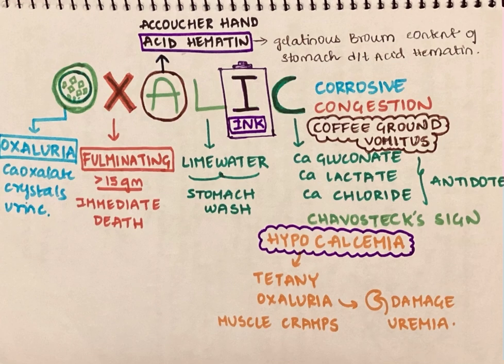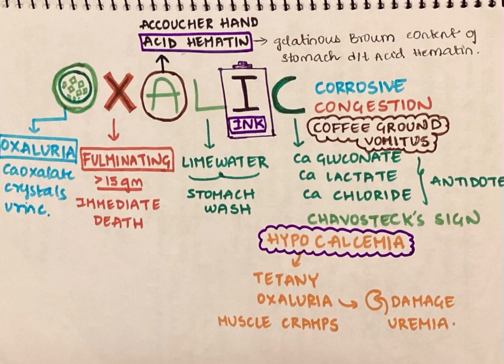So this is about oxalic acid. So this is the mnemonic. If we summarize, O stands for oxaluria, X stands for fulminating poison. If it is taken in 15 grams, it can lead to immediate death because of shock. A stands for acid hematin. The gelatinous brown content which you find in the stomach after post-mortem examination is because of acid hematin.